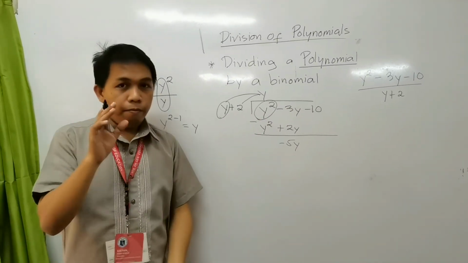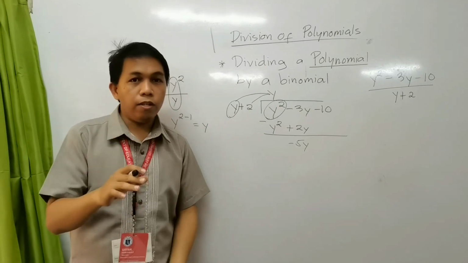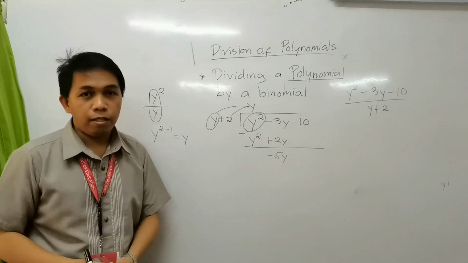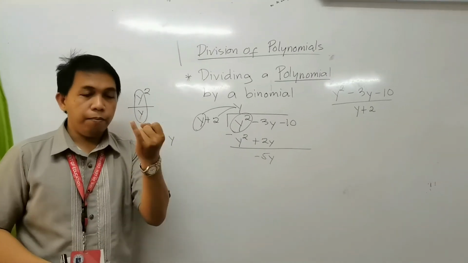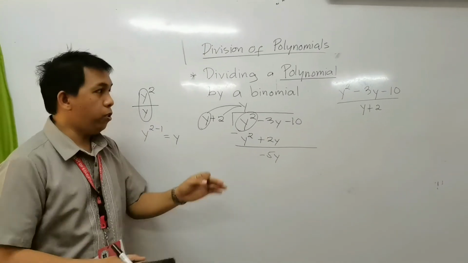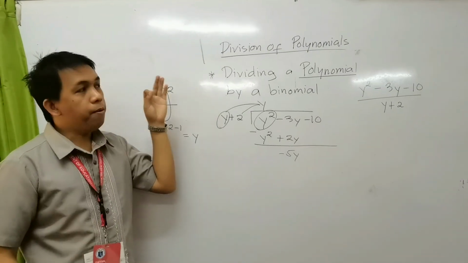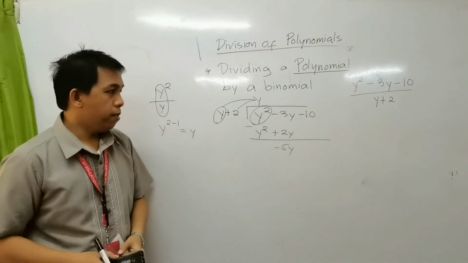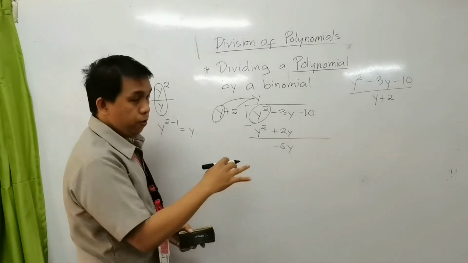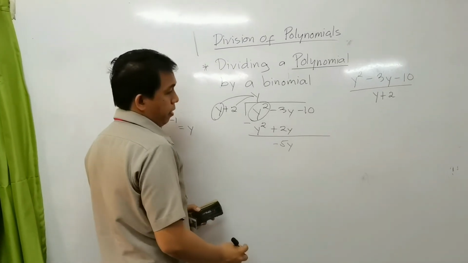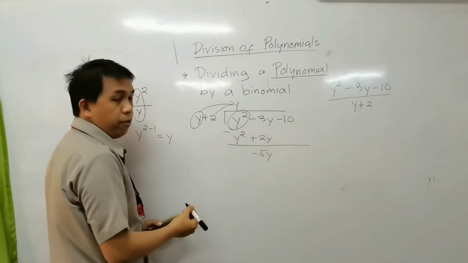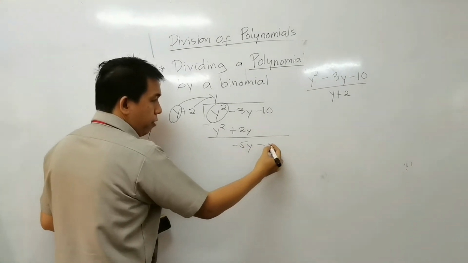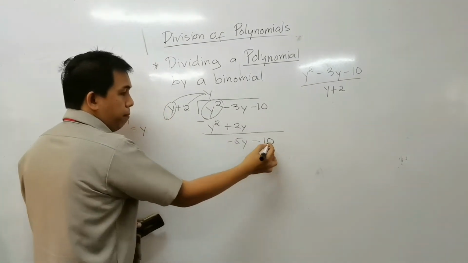Again, make sure that you have mastered all the basic operations in mathematics, especially addition, subtraction, and multiplication, because you cannot do division of polynomials if you have not mastered those three. Okay, so going back to our lesson. Negative 3y minus 2y is negative 5y. Then, after that, bring down 10. So that is minus 10.